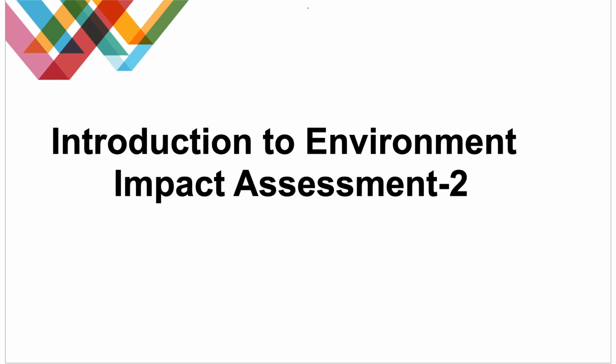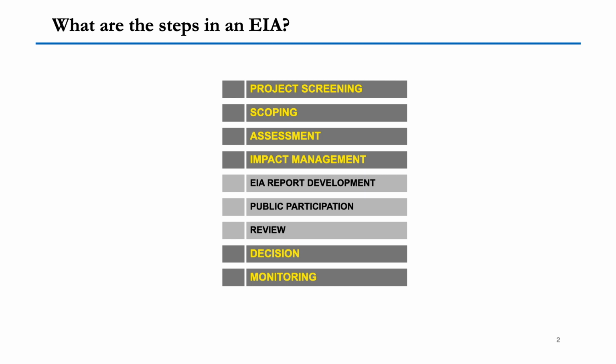Hello everyone. We'll be starting the second session on introduction to environment impact assessment. We will study what the steps in environment impact assessment are. Basically, there are certain steps through which we do the environment impact assessment, and the key steps are: first, project screening. Scoping is the second step. Assessment, third step. Fourth is impact management.